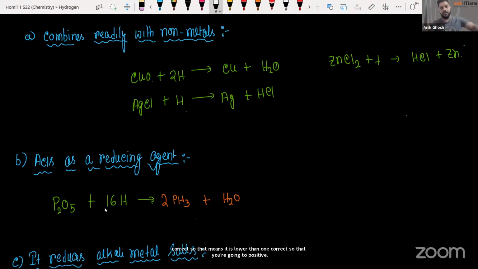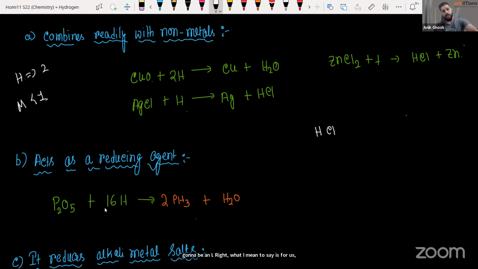And what about hydrogen, guys? For hydrogen, the electronegativity value is 2, correct? Right answer, Smriti. So for hydrogen it is 2, and for metals it is less than 1. So you can clearly understand, guys, when metal and hydrogen combine together, the metal is going to be the positive cation, and hydrogen is going to be the anion. Right? What I mean to say is, Swaraj, let's say I'm talking about HCl. How do you break HCl? H+ and Cl-. But let's say I'm talking about NaH. How are you going to break it? Na+ and H-.